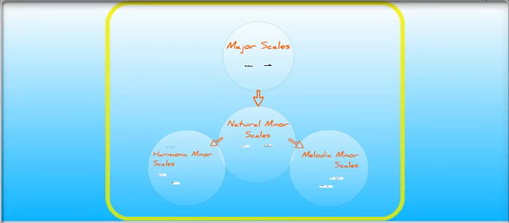Hello again, this is Mark Lackey with part 3 of a presentation on parallel scale structure, noticing what stays the same and what changes if we build the various kinds of scales starting with the same tonic. We have looked at major scales and the natural form of the minor scale, or pure minor scale. Last time we looked at the harmonic minor scale.